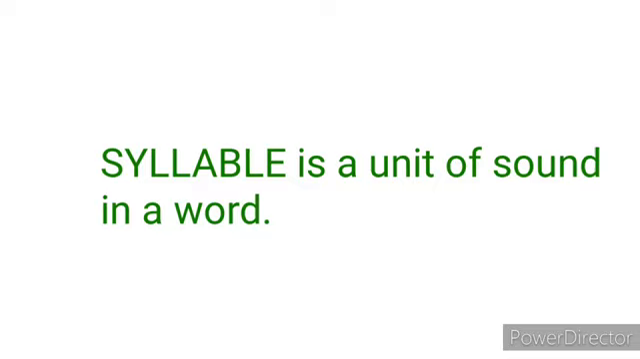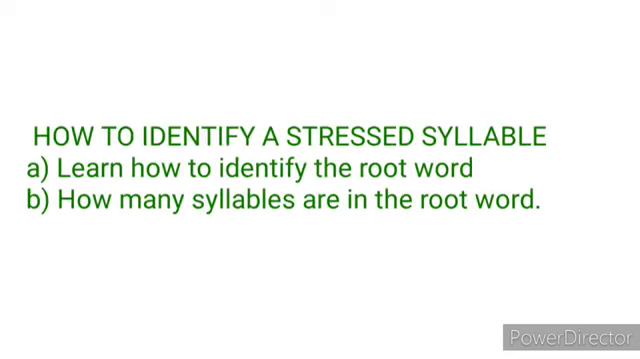Now, to understand how to identify the syllable with the primary stress in a word, the first thing you should do is to understand how to identify the root word of every word. Now, root word is that part of a word that forms the basis of other words by adding suffixes and prefixes to them. For example, the word understanding has its root word as understand. Comfortable has its root word as comfort. National has its root word as nation.